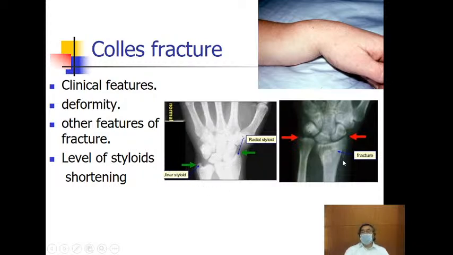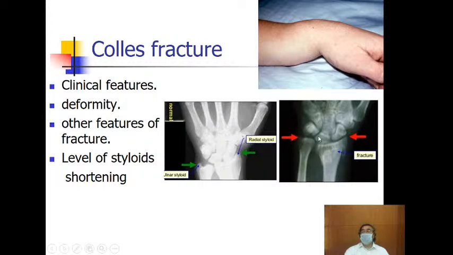But in Colles fracture, whenever there is a fracture in the distal end of the radius, you can see the distal end of the radius, and there is some impaction, there is some shortening, and here you can see the levels of the styloid process. This is the styloid process of the radius, and this is the styloid process of the ulna.